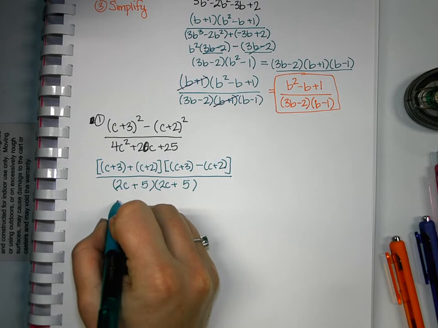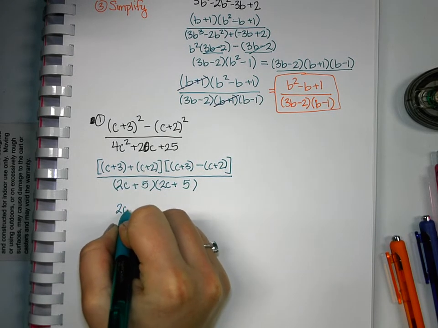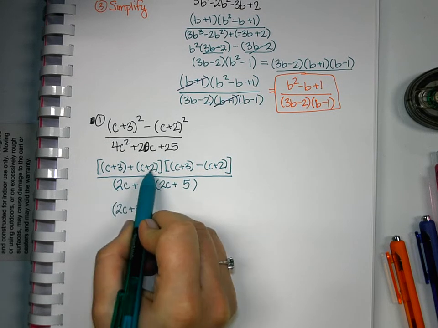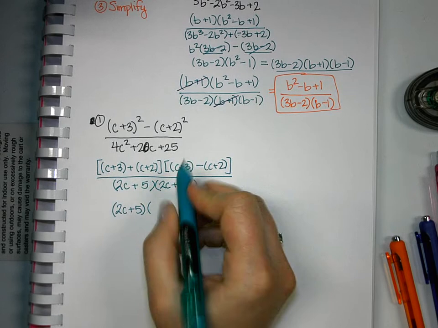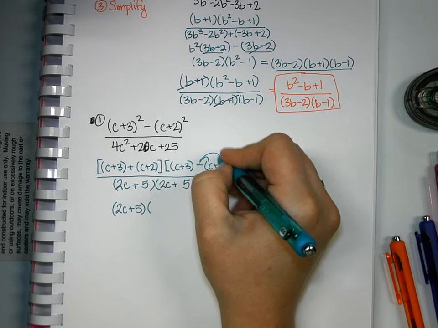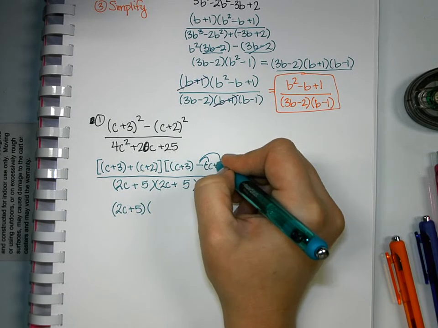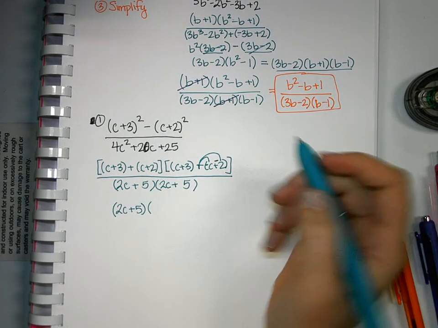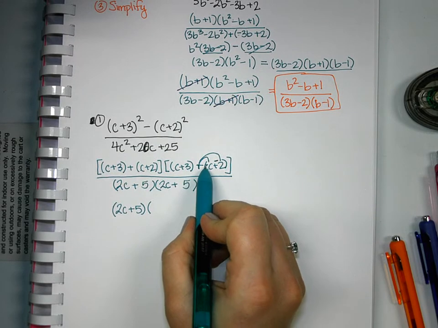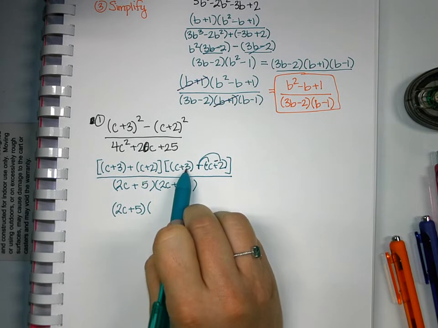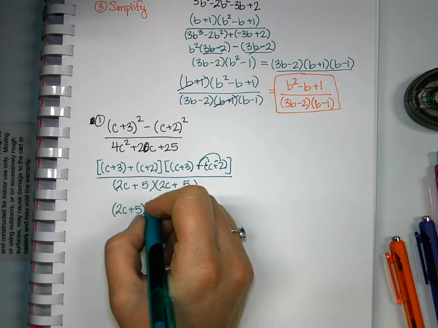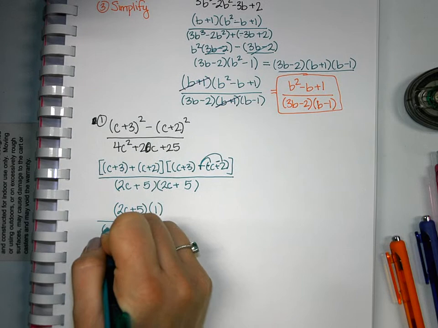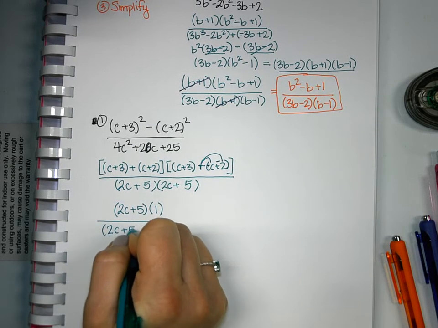So in my first bracket, I can combine like terms by adding c plus c and 3 plus 2. In my second parentheses, I have to distribute this negative. So that's going to turn the c negative and the 2 negative and the sign in the middle to a plus sign. So c plus negative c will give me 0, and then 3 and negative 2 will give me a 1. And then this is still over our 2c plus 5 squared.